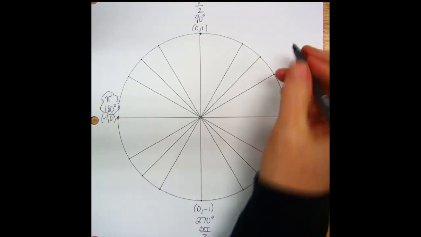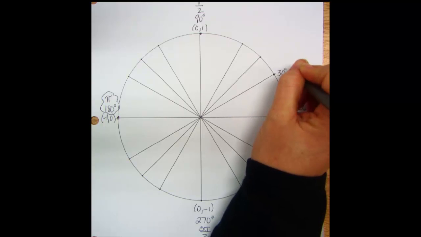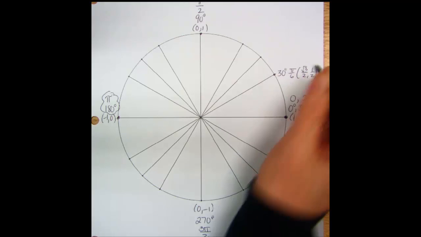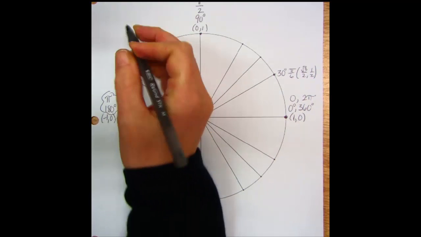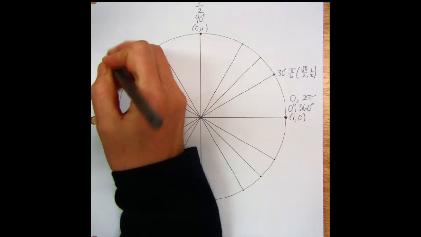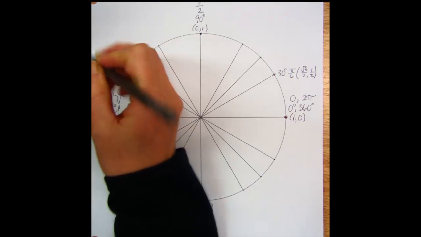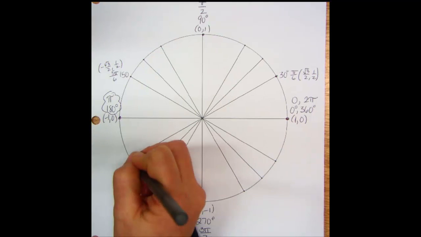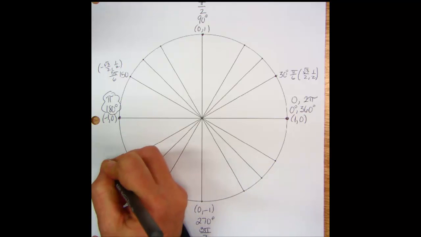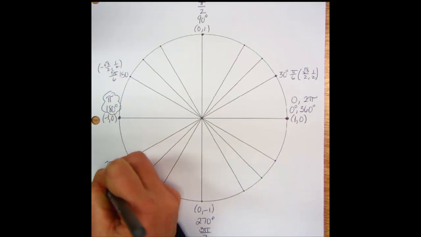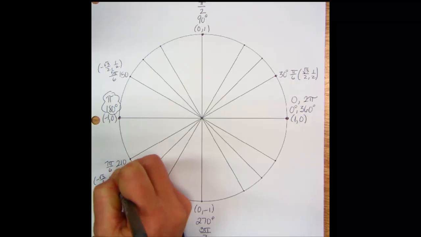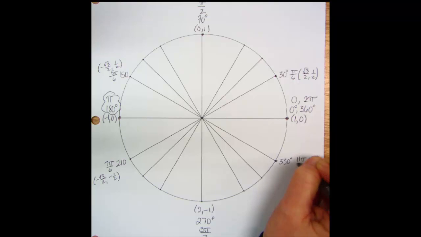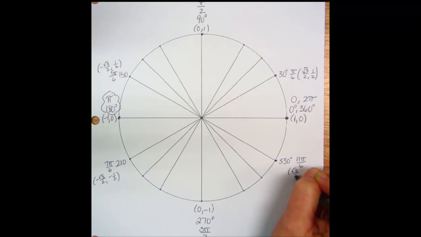Okay. 30 degrees, pi 6 radians, (root 3 over 2, 1/2). Let's go through the 30 families. 150 degrees, 5 pi 6 radians, (negative root 3 over 2, 1/2). 210, 7 pi 6, (negative root 3 over 2, negative 1/2). 330 degrees, 11 pi 6, (root 3 over 2, negative 1/2).